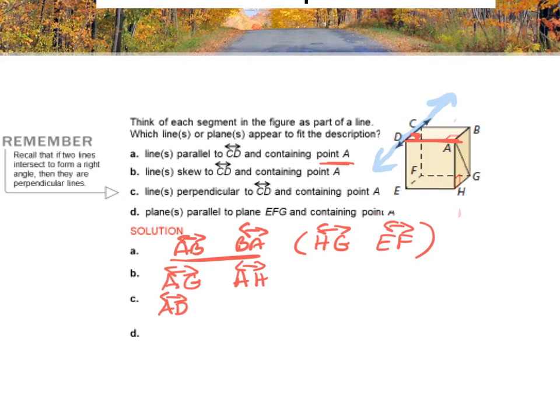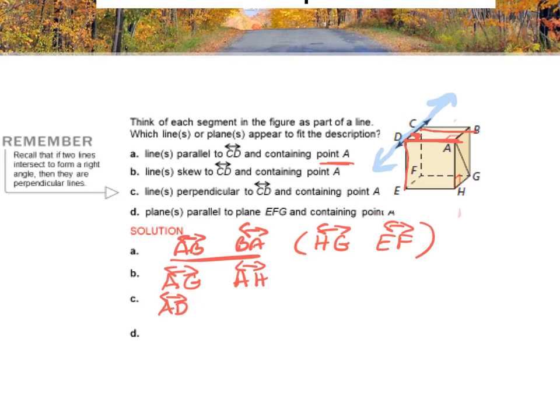Now, if you looked for other ones that were perpendicular, you could have also said the one going straight up, DE. You could have said FC. You could have said BC. Any of these going in here, because each of the corners are right angles. But the only one that includes point A would be AD.